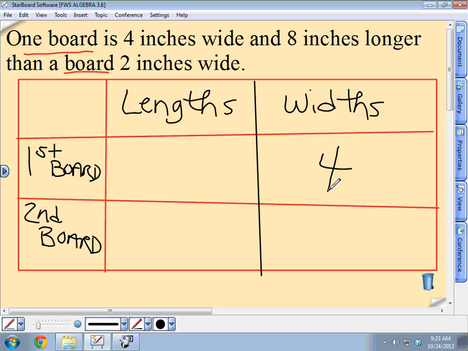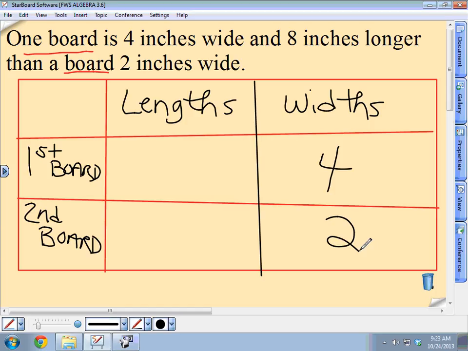Well, it says that it's 8 inches longer than the second board. So it doesn't say it's 8 inches long, it just says it's 8 inches longer. Why don't we start with the widths? Because I think the problem tells you what the widths are. Does it tell us what the width of board 2 is? 2 inches. So we know that.